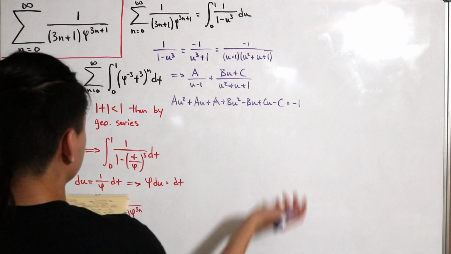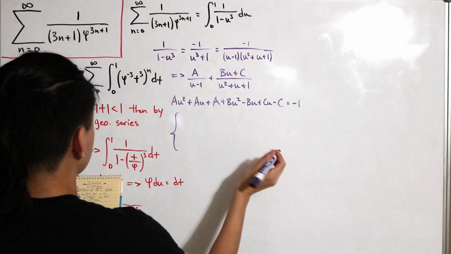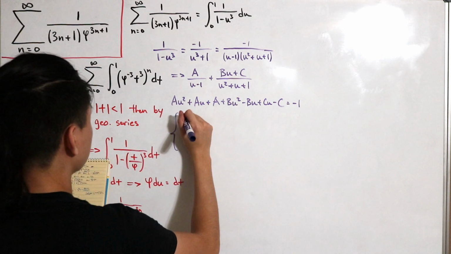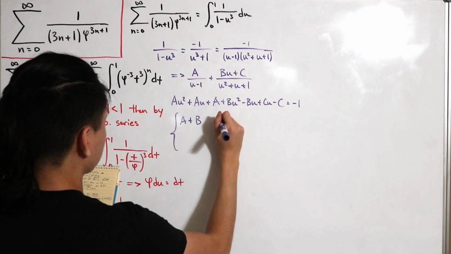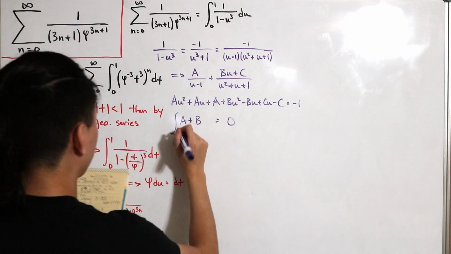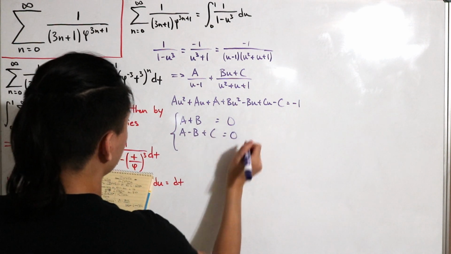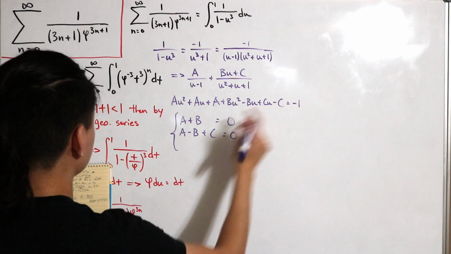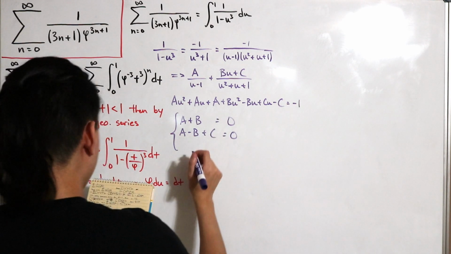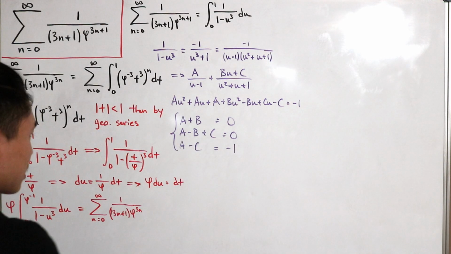Now if we set the coefficients equal from the left and right side, we get the following system of equations. For the u squared coefficient, we have A plus B equals 0. For the u coefficient, A minus B plus C also equals 0. And for the constant, which is negative 1 on the right hand side, we have A minus C equals negative 1. This is not that hard to show.